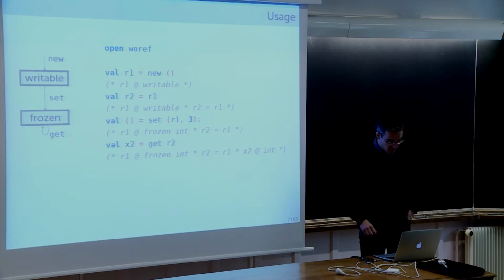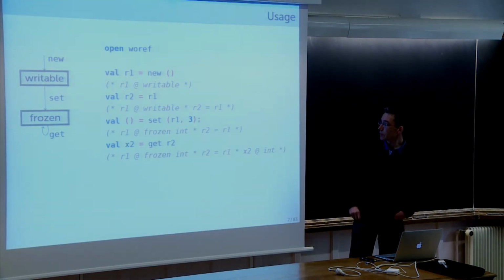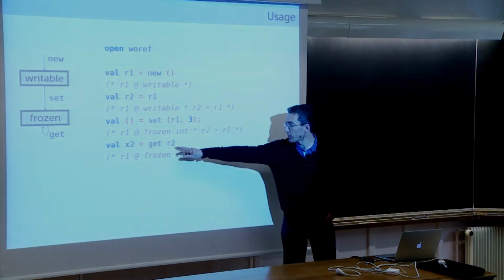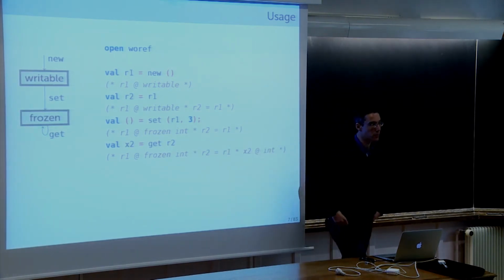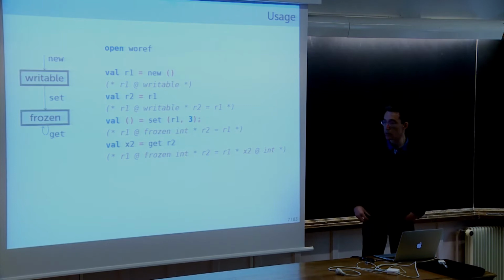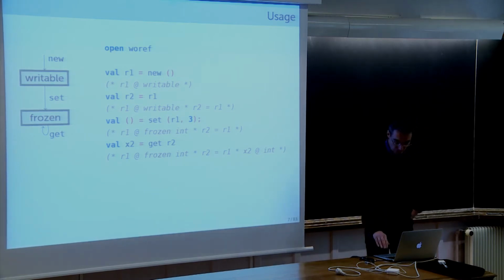And once we have done that, we can read R2, for instance. We could also read R1. It would be the same thing. And the type checker knows that this gives us an integer value and does not modify the facts that we had before. So here it knows that it's OK to read R2 because R2 is equal to R1 and R1 is a frozen reference. So R2 must also be a frozen reference. That's the kind of reasoning that we would like the type checker to perform.